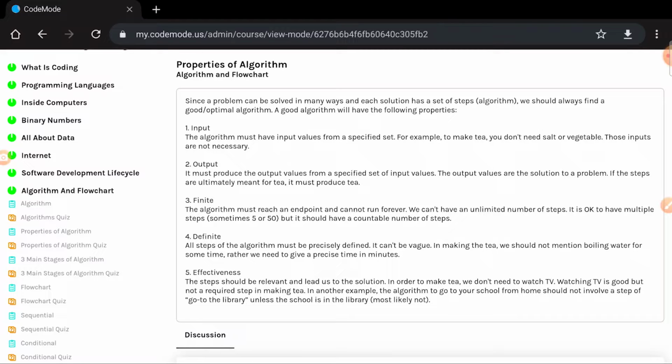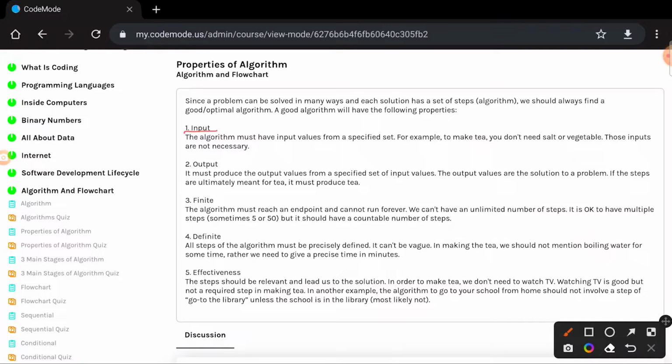Number 1, input. Every algorithm has one or more input. To make tea, we need kettle, we need a heater, we need tea bags, we need water, maybe we need milk. All those are input. Those are necessities to make tea. So an algorithm may have one or more input.